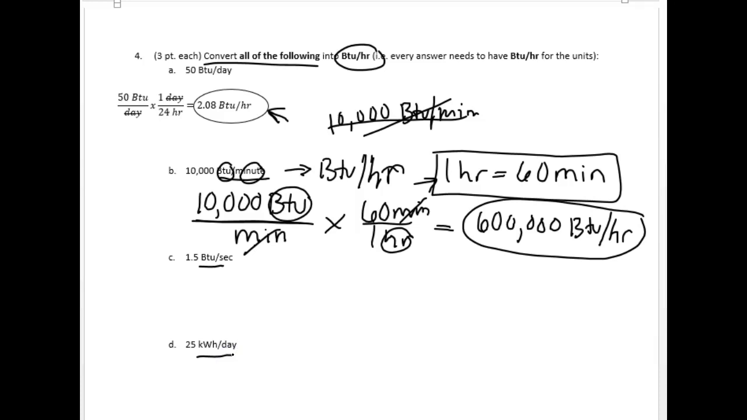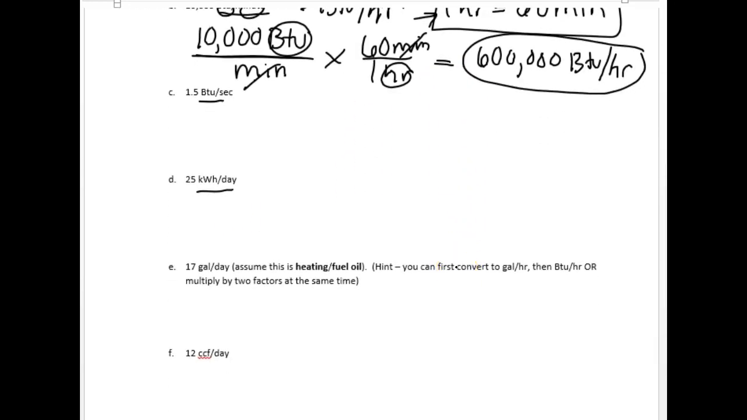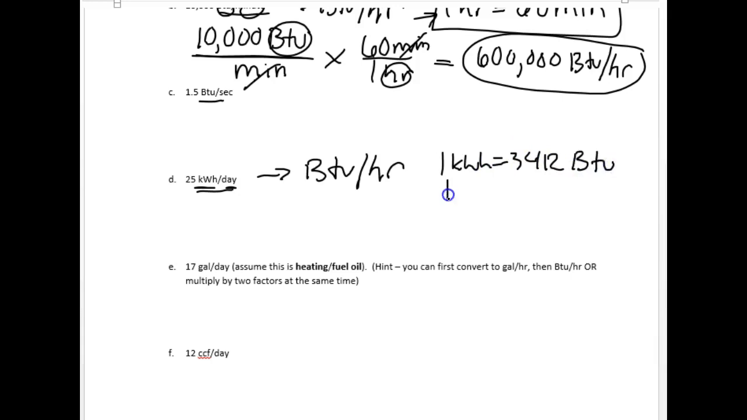So remember when you do something like this, in fact, I'll do this quickly. So if I have 25 kilowatt hours per day, remember I need to go to BTUs per hour, okay? Which means I need to convert kilowatt hours to BTUs and days to hours. So remember, 1 kilowatt hour is 3412 BTUs, okay? And then days to hours, of course, is 1 day is 24 hours. All right? So again, you want to write your quantity as a fraction, 25 kilowatt hours per day.